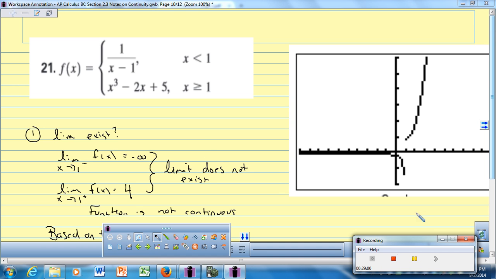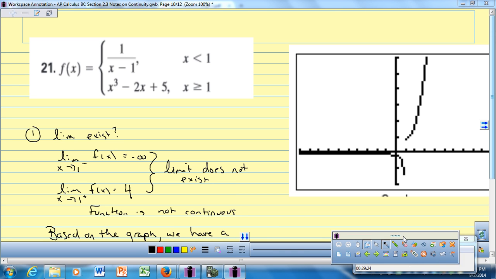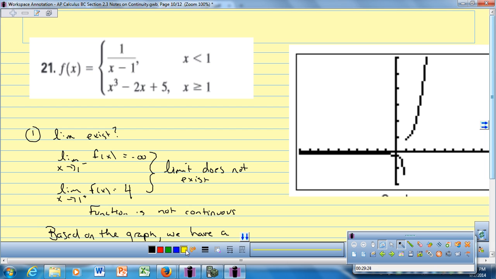If we look at 21, this one, notice, is not grayed out, so we can use our calculator on this one. And I have graphed the piecewise function using my TI-84. Notice that we resemble 1 over x minus 1, where x is less than 1, and we resemble x cubed minus 2x plus 5, where x is greater than or equal to 1. And we should note, and I'll do it in a different color, that there is no hole here. This is a closed dot. Maybe red would be better. Okay, so it looks like that.